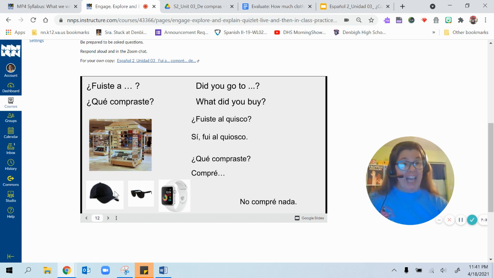Una gorra, unas gafas de sol, un reloj. Yes, you could say no compré nada. I didn't buy anything, but eventually you got to practice the vocabulary in the unit. So I'm going to ask you, ¿fuiste al kiosco? You tell me, sí, fui al kiosco. I'm going to ask you, ¿qué compraste? You're going to tell me, compré una gorra, or compré unas gafas de sol, or compré un reloj. Ready? ¿Fuiste al kiosco? ¿Qué compraste?